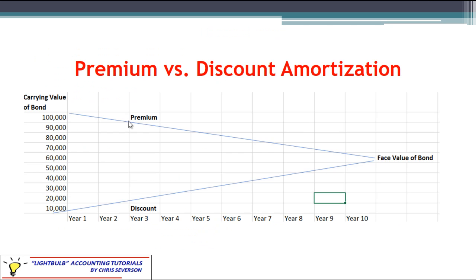This is just a basic example of what this might look like. These numbers don't really tie to anything in our earlier example, and in fact it's a little bit extreme because we're saying here the face value of this particular bond is somewhere right around $60,000, and here we're saying we actually issued it at $10,000 for a discount. And again, that's a very extreme example. I'm just trying to make a point that the discount starts low, works its way up to the face value over time. The premium starts high, works its way down to the face value over time as well.